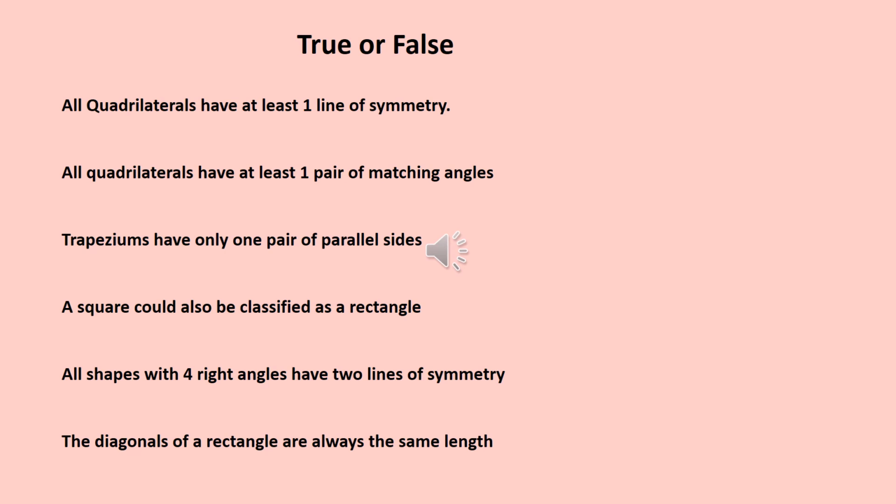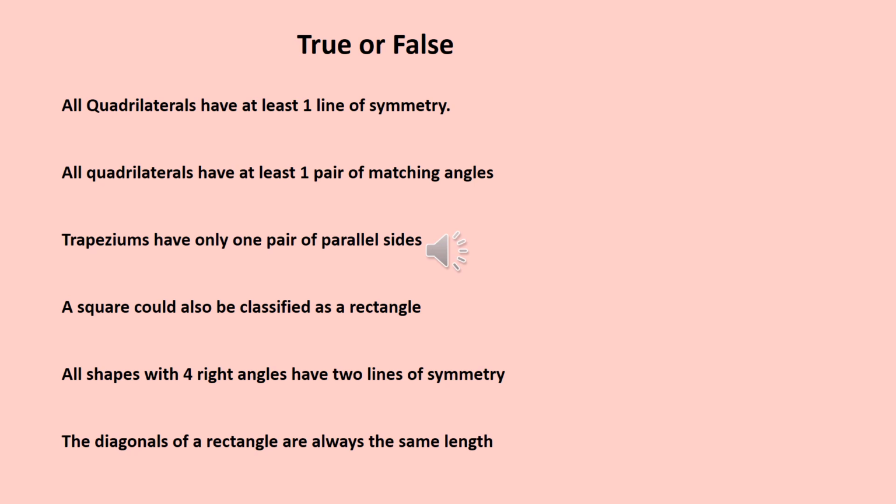So to finish off our lesson today, we are going to play a true or false game. So I want you to pause the video when you need the time to think, or you can go through it with me once I do the questions and pause after every question to write down true or false. All quadrilaterals have at least one line of symmetry. True or false? All quadrilaterals have at least one pair of matching angles. True or false?